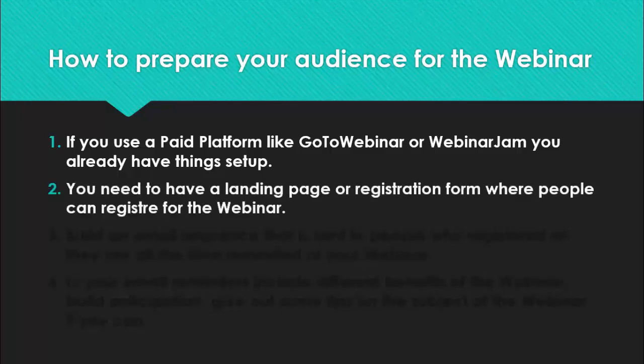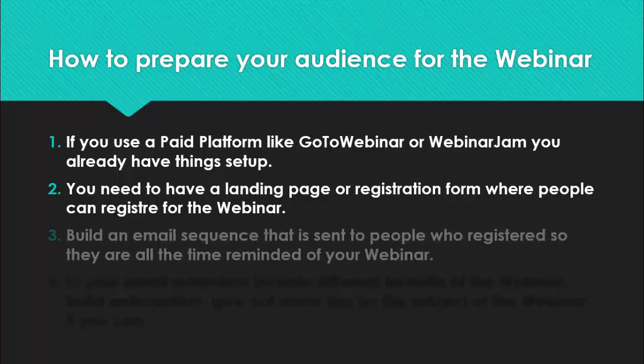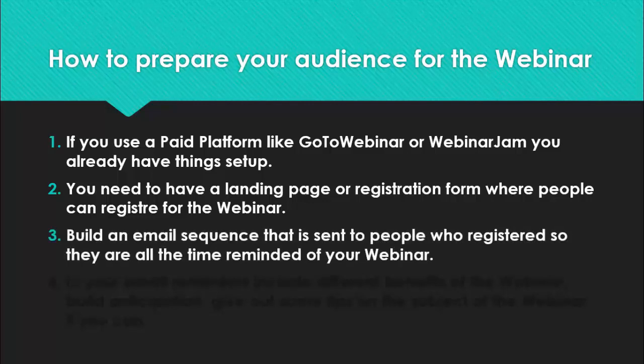Now, the second thing is that if you do not have a paid platform, and we will talk in this course and in this series about how to create your own free webinar page, you need to have a landing page or a registration form. You need to have these things set up where people can register for the webinar. After that, you need to build an email sequence that is sent to people who registered, so they are all the time reminded of your webinar.